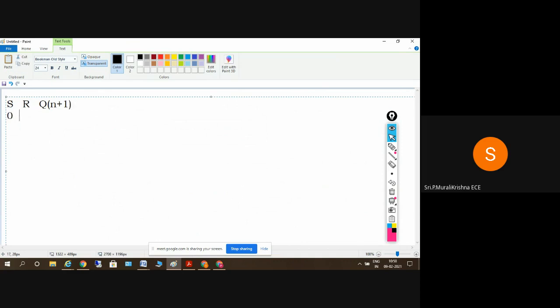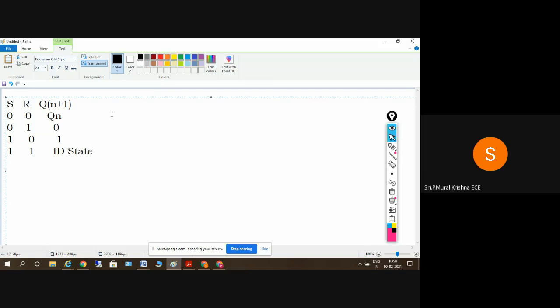For S R equal to 0 0, what is the value of Q of n plus 1? It is equal to Q of n. For 0 1, it is 0. For 1 0, it is 1. And for 1 1, it says indeterminate, the forbidden state, so we'll not get these values here.